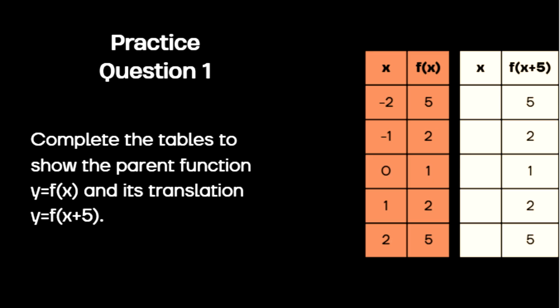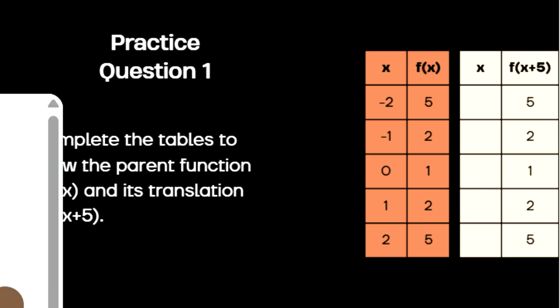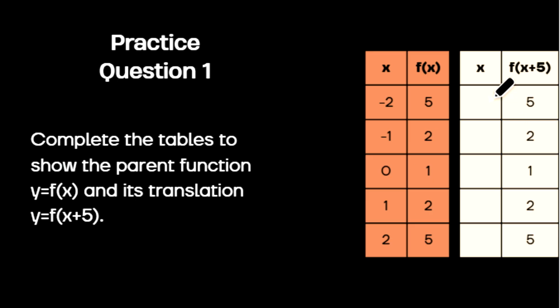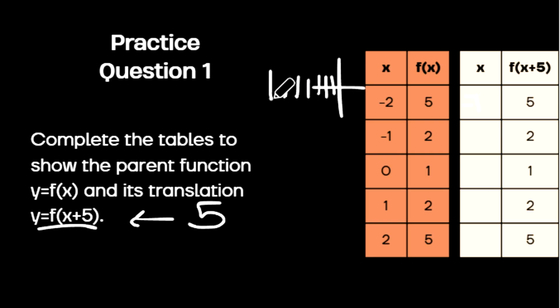So complete the tables to show the parent function y equals f of x and its translation y equals f of x plus 5. Okay, and that gives you all of this information. So what we need to do is figure out how to fill in these values on this table right here. This answer should be -7 because we're already at -2. And if we move 5 more, 1, 2, 3, 4, 5, guess what? That's going to put us over here at -7.